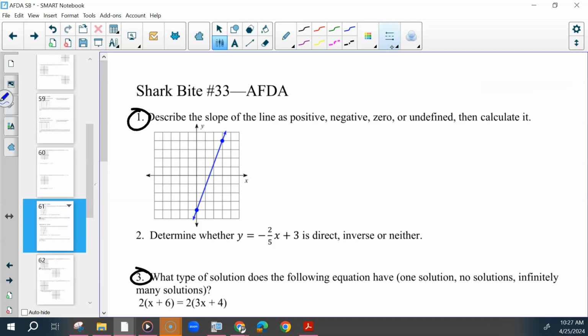Just do it. Alright, starting with number 1. Describe the slope as positive, negative, 0, or undefined. This is going up and to the right, so it's positive. And then if we calculate it, we're just finding the slope. So if I count this, we're going up 1, 2, 3, 4, 5, 6, 7, 8, and to the right 3. So our slope would be 8 over 3. Questions on that one?